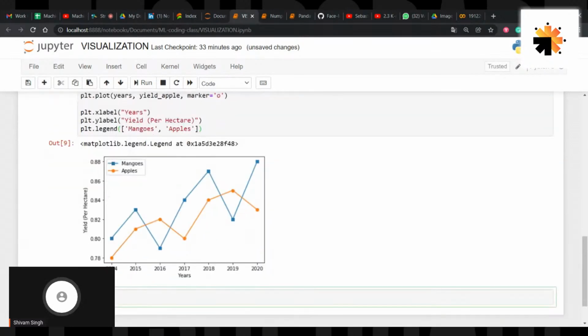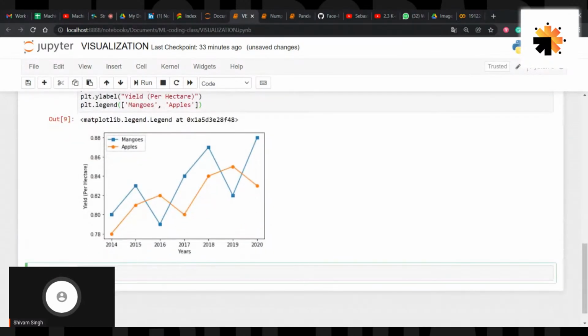Okay. So yes, you can see that this is the yield for apples and this is the yield for mangoes. Now you can make a bivariate analysis. Bivariate analysis means whenever you take two variables together. Here I'm taking two variables, two things together. I'm taking a graph of mango and apple together, and that is why I'm able to plot it together.